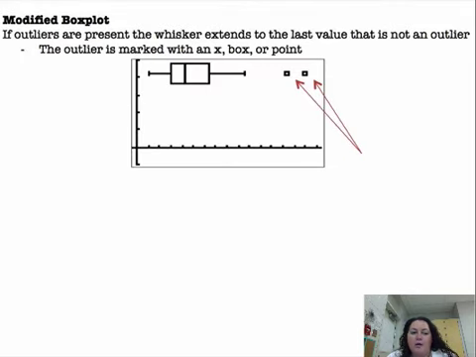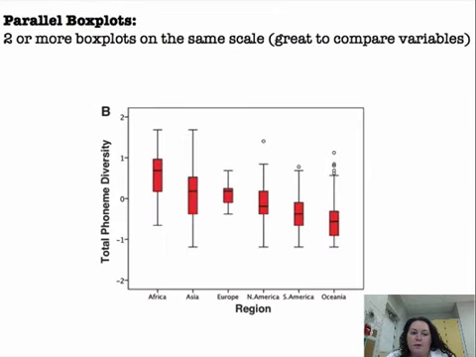A modified box plot is just a box plot that shows you the outliers. So the whisker goes to whatever is the furthest point before there are any outliers. On your calculator, you can put it on modified box plot. Parallel box plots let you compare two or more box plots at the same time on the same scale.